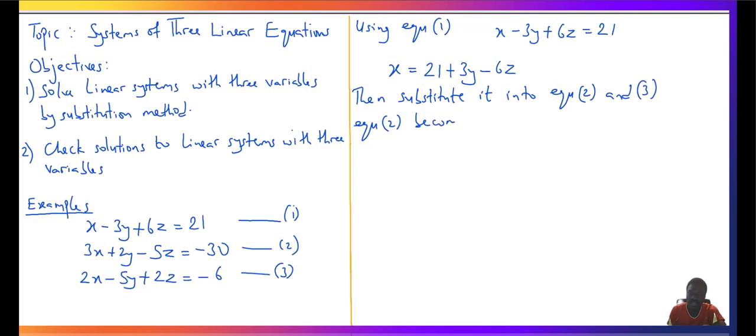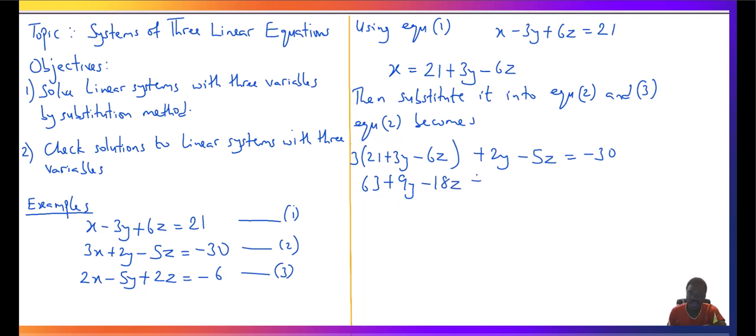So equation 2 becomes, I have 3, instead of x, I'm going to have 21 plus 3y minus 6z, then plus 2y minus 5z equals negative 30. Then we go ahead and open up the bracket. That makes it become 63 plus 9y minus 18z plus 2y minus 5z equals negative 30.